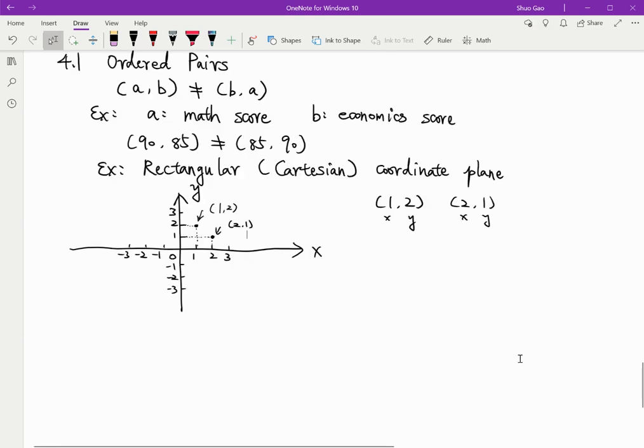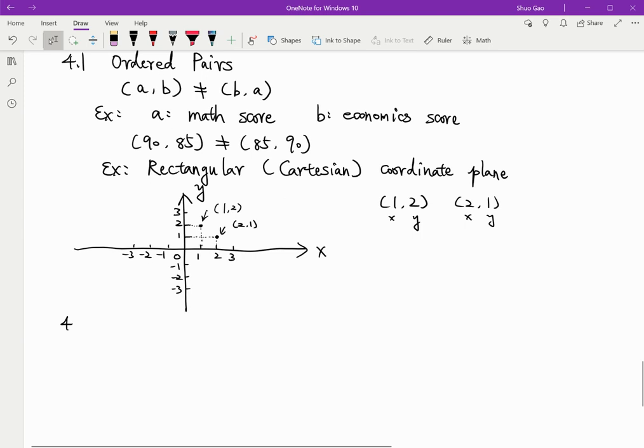Okay, and then we talk about functions. So 4.1 is the background, and then we talk about functions.